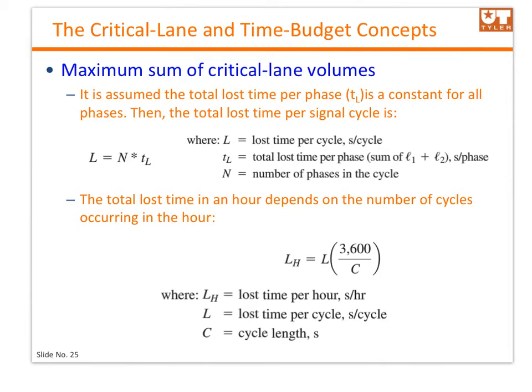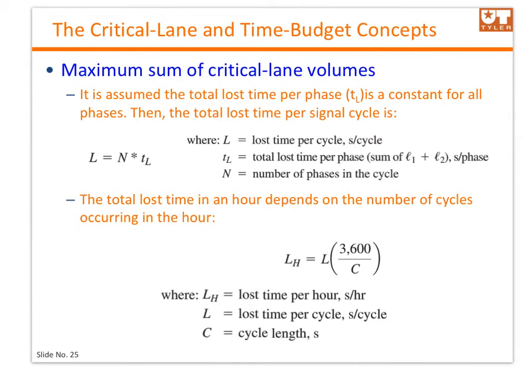The total lost time in an hour depends on the number of cycles occurring in that hour. This is where we come up with this equation. LH is the total lost time per hour. It is equal to L, the lost time per cycle, times 3600 over C. What's this ratio? It defines how many cycles I am going to have in every hour. So if I have a 60-second cycle, the total lost time per cycle has to be multiplied by 60 cycles per hour to give the overall lost time per hour.